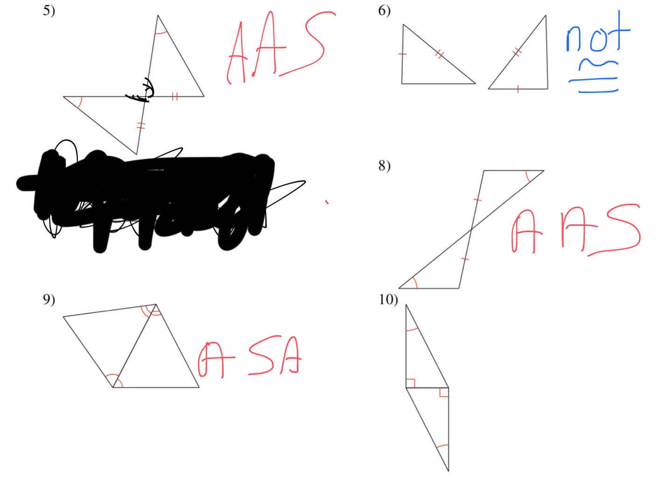And then last but not least, number 10. So we see on number 10 that we have an angle that's congruent. We have another angle that's congruent. Then we have a side that's congruent. So this is proven by angle, angle, side. So AAS.